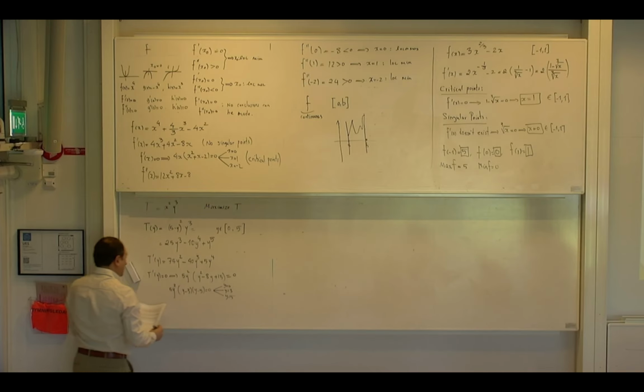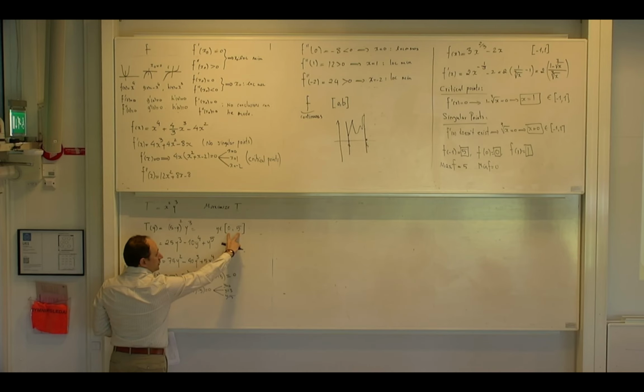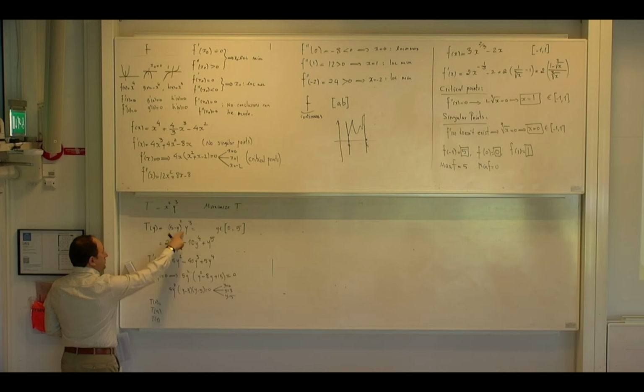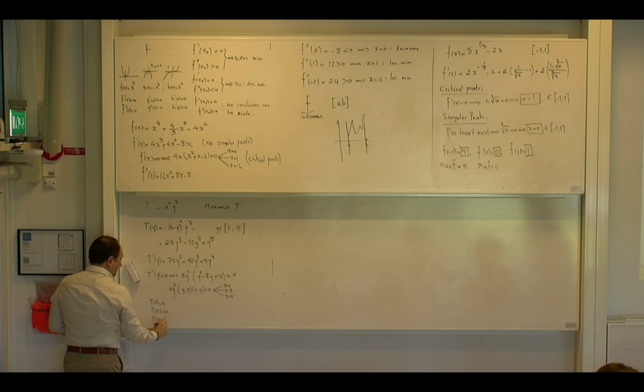I have to calculate t at 0. And by the way, these 2 points are also my endpoints. So t of 0, t of 5, and t of 3. So t of 0 simply is 0. T of 5 is again 0. But t of 3, I put it here, so it becomes 4 times, so it's 108.